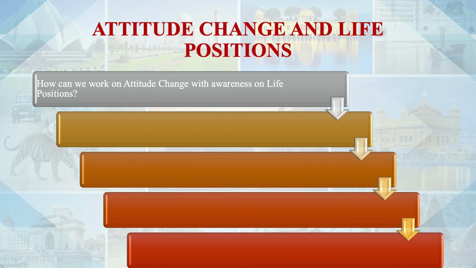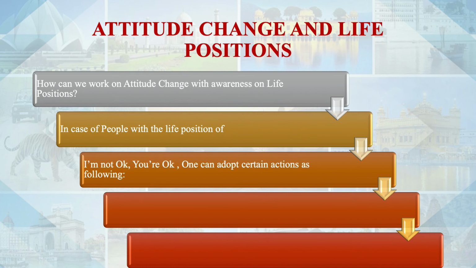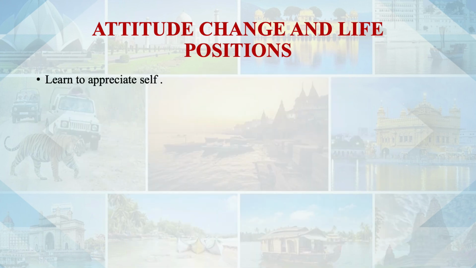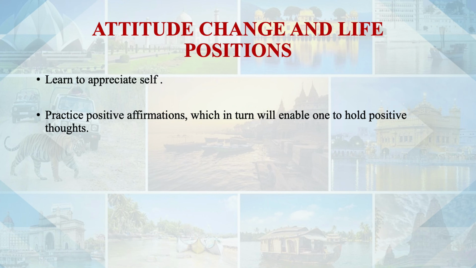How can we work on attitude change? In case of people with the life position of I am not okay, you are okay, one can adopt certain actions. What are those actions? One can seek positive and nurturing relationships. So for this, one can associate with friends who are genuine and caring. One can learn to ask for help, learn to appreciate self. One can practice positive affirmations, which in turn will enable one to hold positive thoughts.